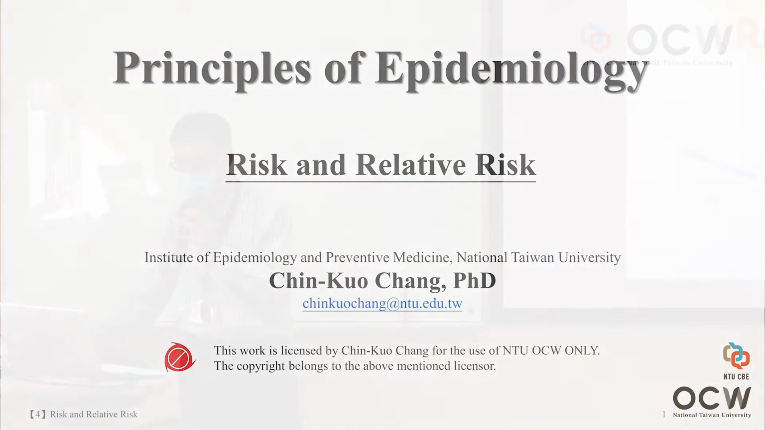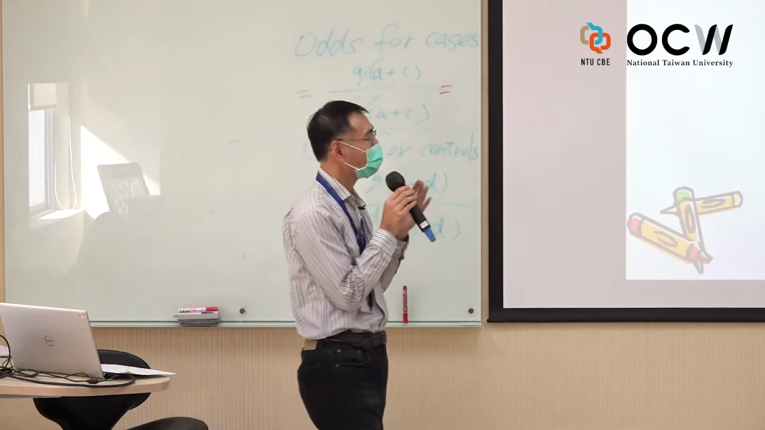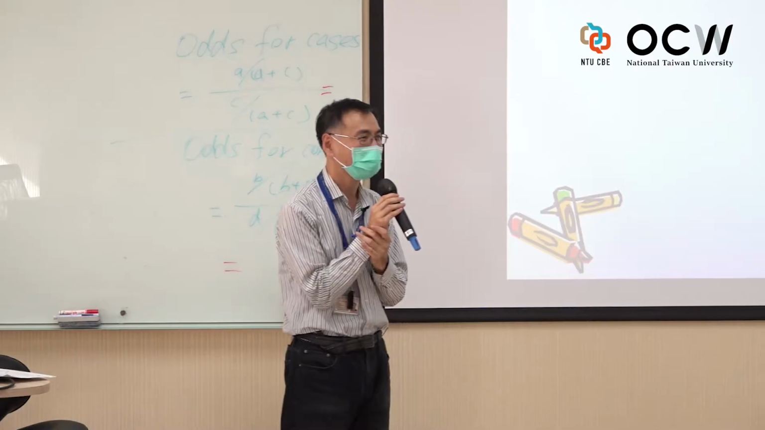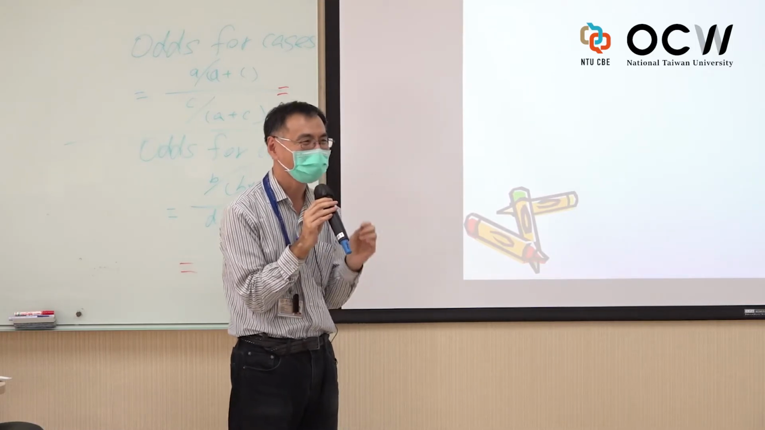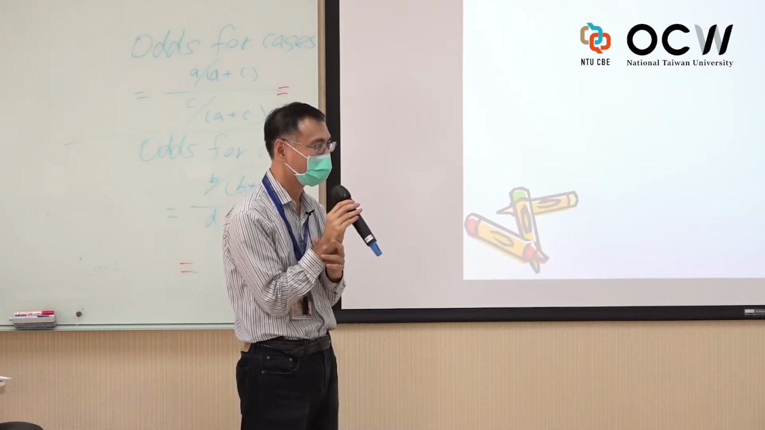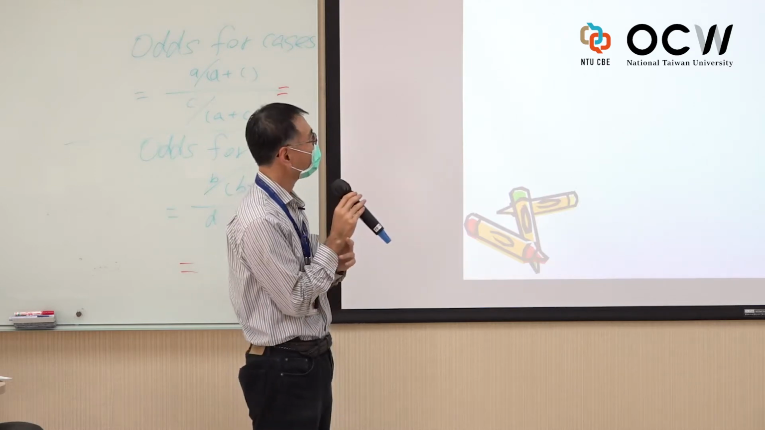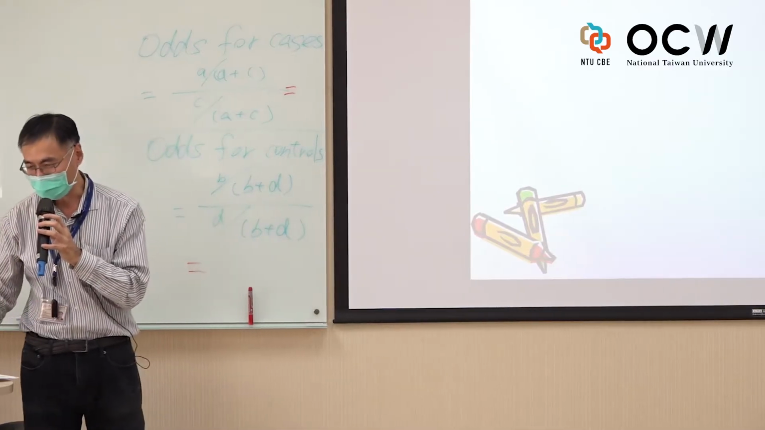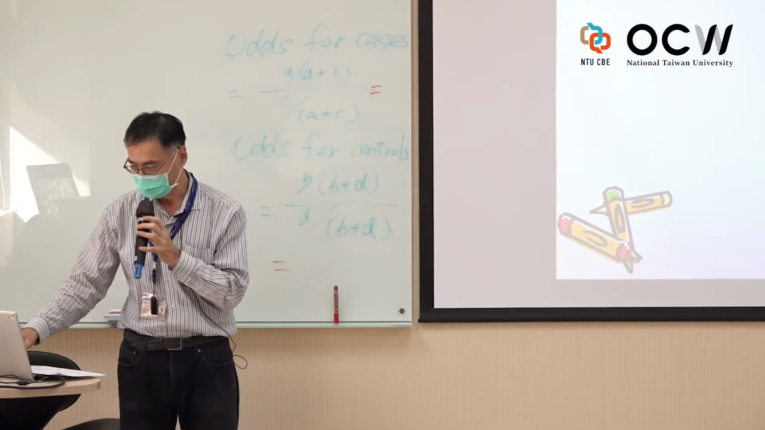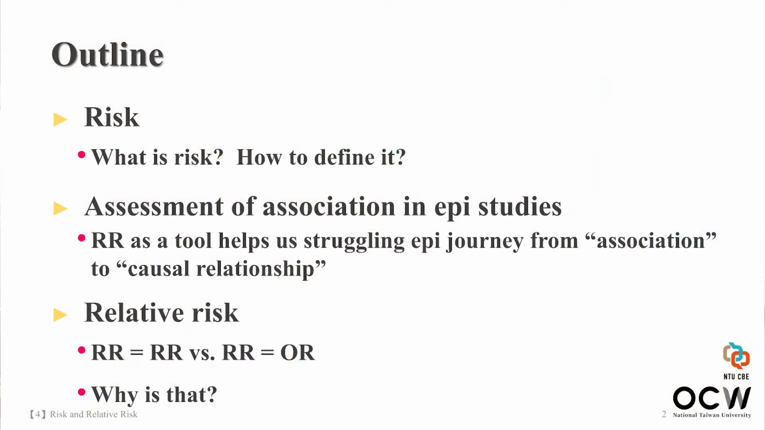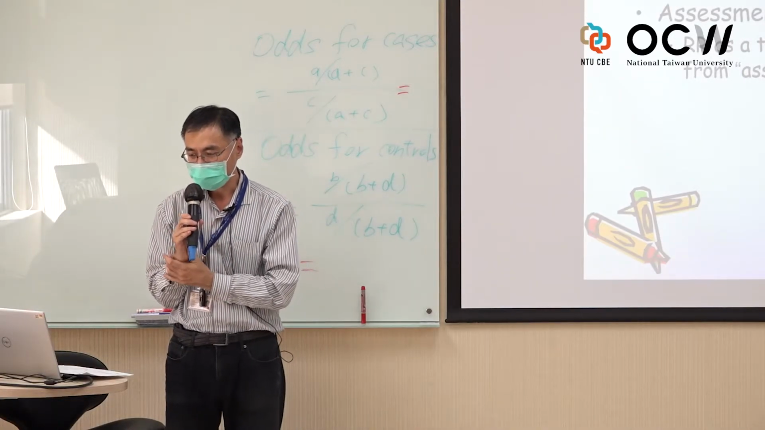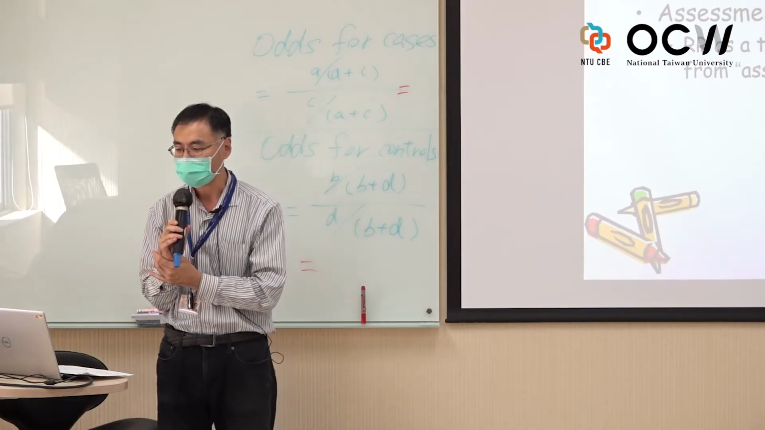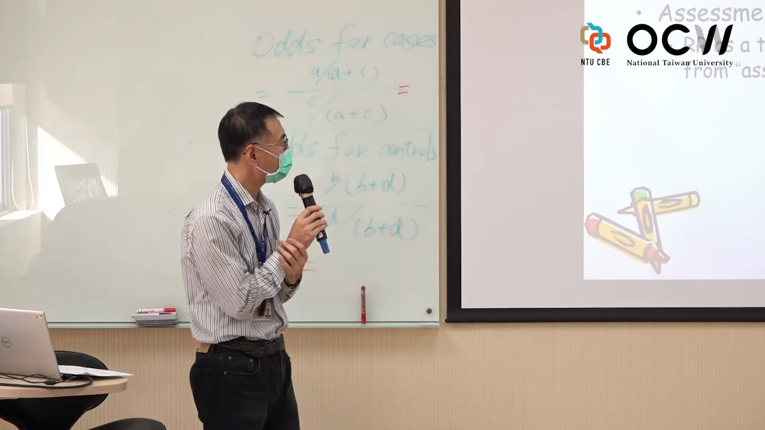Risk and relative risk. I think I have made it pretty clear about how we use the idea of risk for the purpose of comparison in epidemiology. We could use either prevalence or incidence, whether it's cumulative incidence or incidence density, to estimate or describe the risk for a specific group of people. So I will revisit and review how to define risk in the very beginning, and then go to the details about how we do the assessment for association in epidemiological studies.